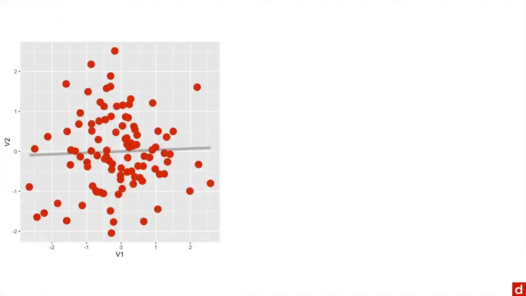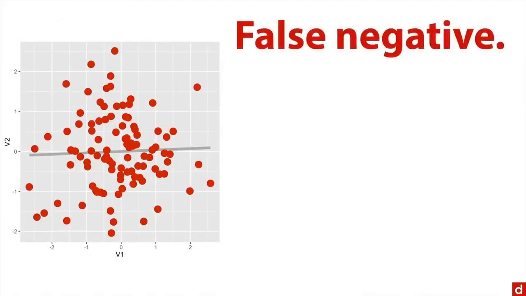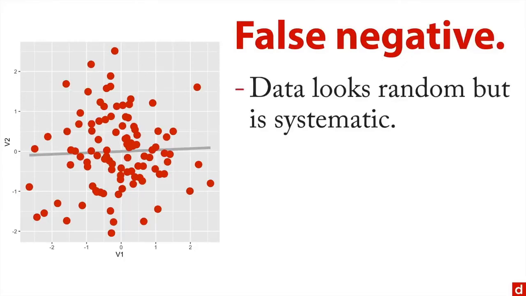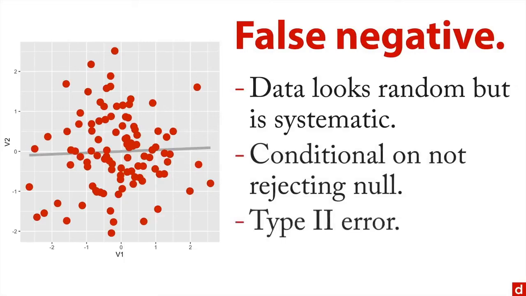Then there's a false negative. This is when the data looks random, but in fact it is systematic, or there's a relationship. For instance, this scatter plot looks like it's pretty much a 0 relationship, but in fact, this came from two variables that were correlated at 0.25. That's a pretty strong association. Again, I randomly sampled from the data until I got a set that happened to look pretty flat. A false negative is conditional on not rejecting the null. You can only get a false negative if you get a negative. You say there's nothing there. It's also called a type 2 error. And this is a value that you have to calculate based on several elements of your testing framework, so it's something to be thoughtful of.